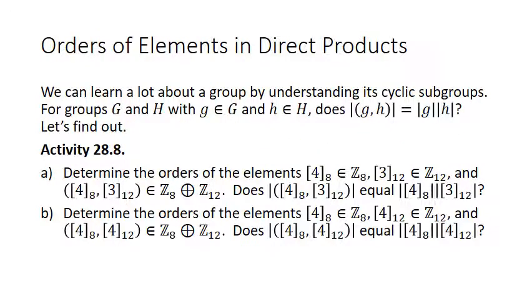Okay, so you can learn a lot about a group by understanding its cyclic subgroups. So for groups G and H, with little g in G and little h in H, does the order of the element (g, h) equal the order of g times the order of h? We're going to find out in this activity. So go ahead and pause the video and try this activity, and then we'll go over it.